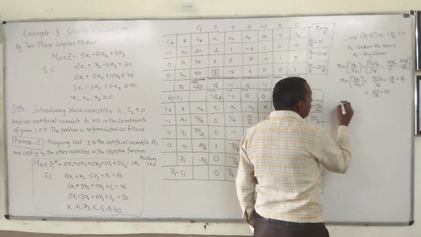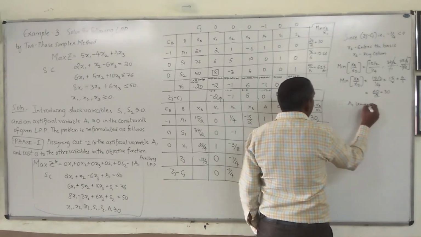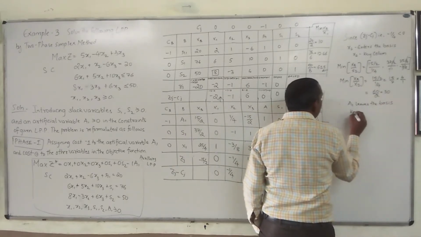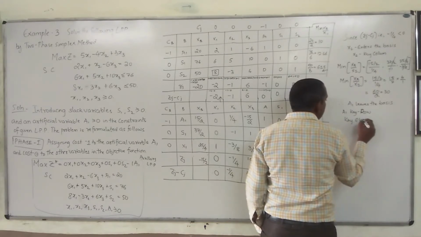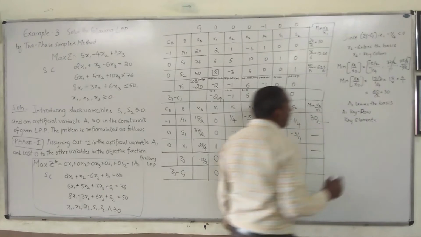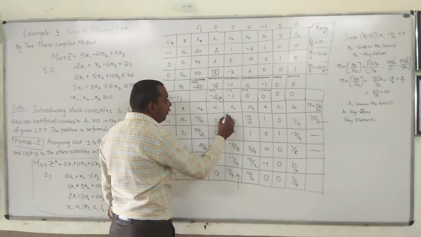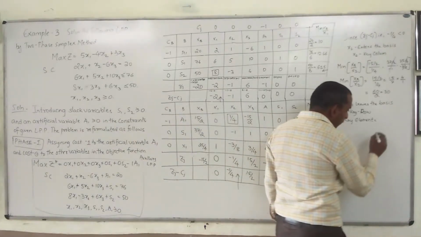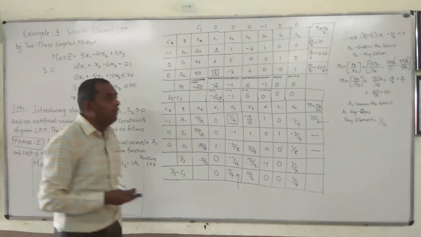What happens here? Therefore E1 leaves the basis, that is E1 is the key row. Then the key element: what is the key element here? The intersection of the key column and key row will give you the key element. So this becomes the key element here. That is 1/4. So 1/4 is the key element.